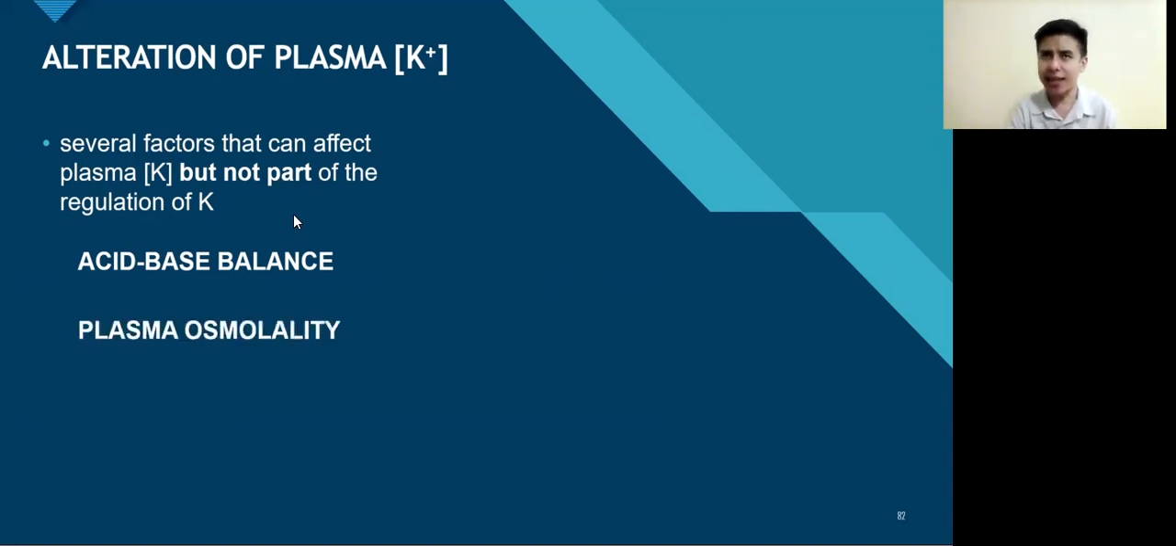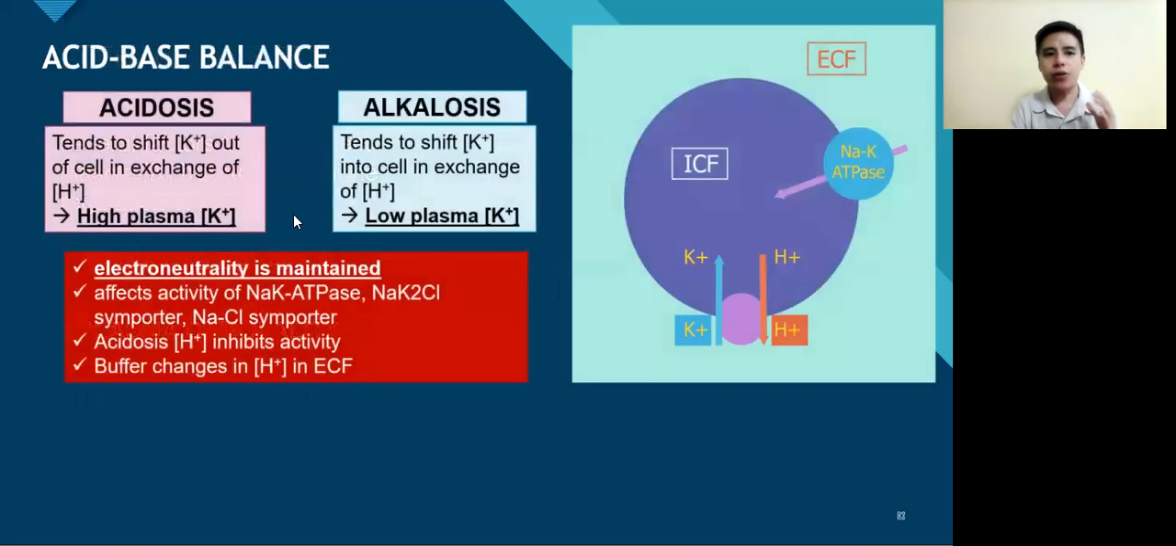Plasma osmolality: when you have high levels of plasma osmolality, it will affect your potassium level. Cell lysis: remember, most of your potassium is found inside the cell, so if the cell is destroyed, more potassium will go out. Technically, it will increase your potassium level. And exercise. We'll tackle them one by one. Let's talk about acid-base.